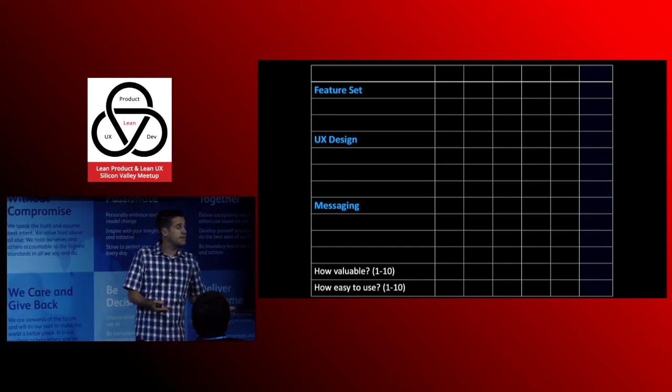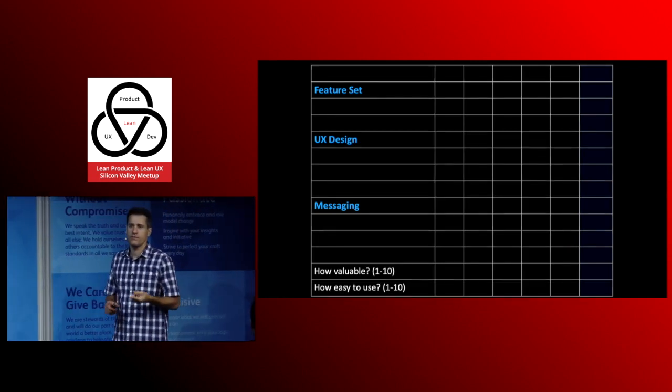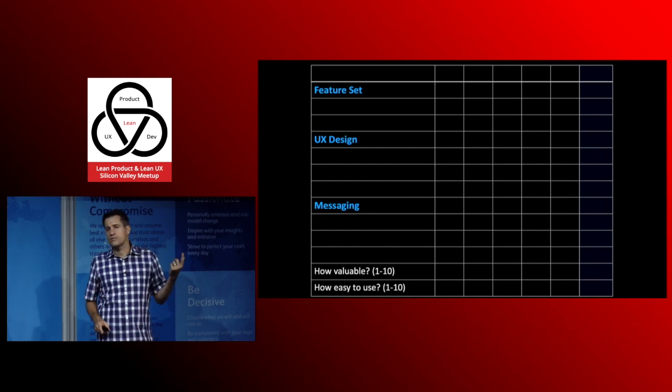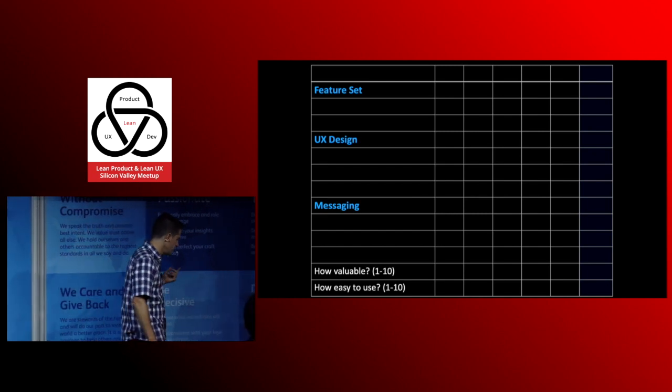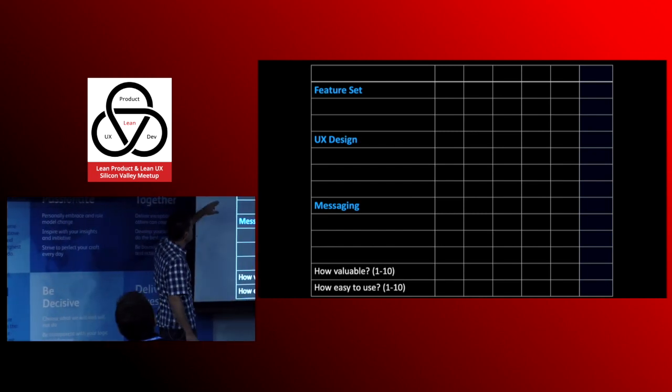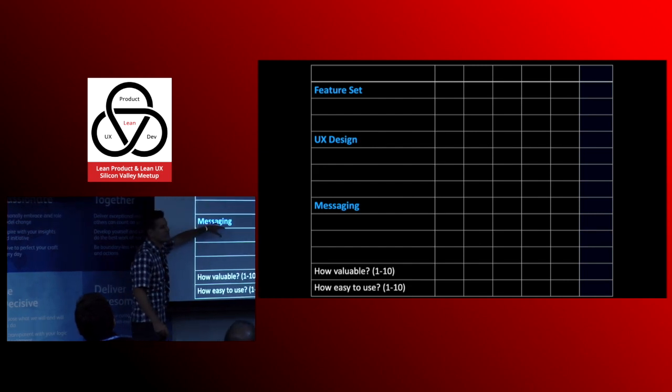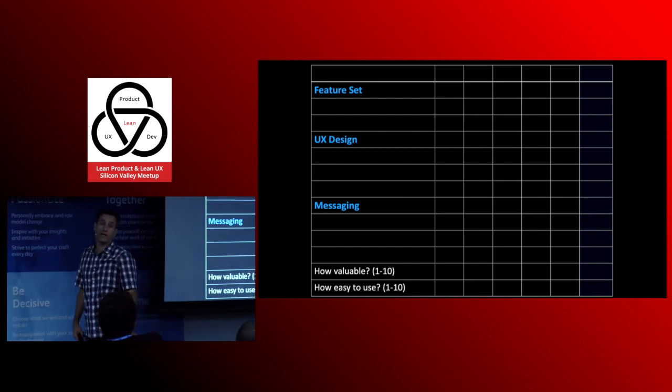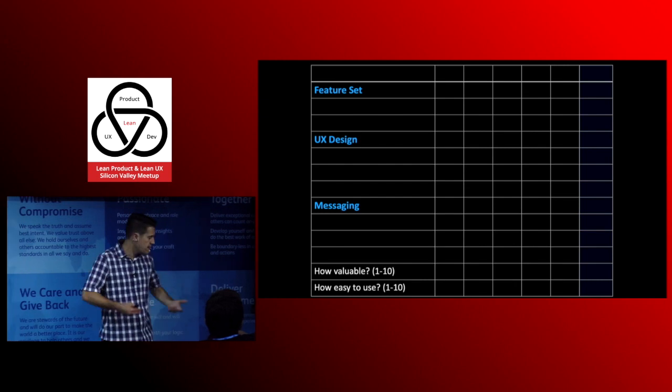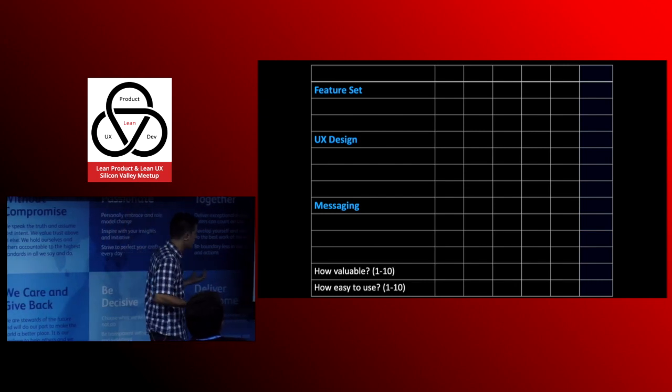There are 3 main categories you're typically going to get feedback on. Feature set, like, hey, this feature's missing, or I don't like this feature. UX design, like, hey, I can't find the login button. And messaging, like, I don't understand what that word means, or I don't like that word, whatever, right? Those are 3 high-level categories. You can create your own categories if you want.